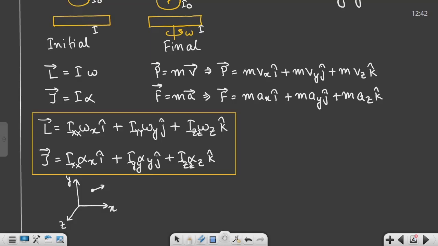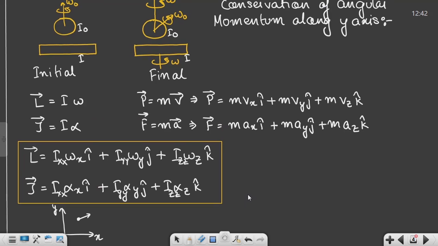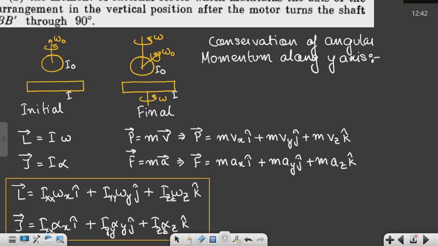Fair and fine. Now see, since there is no component of torque acting in y direction or in y axis, the torque is acting along x axis. So I can simply apply conservation of angular momentum along y axis. And if I do that, what is the initial angular momentum? I naught into omega naught. So initial angular momentum was nothing but I naught into omega naught.